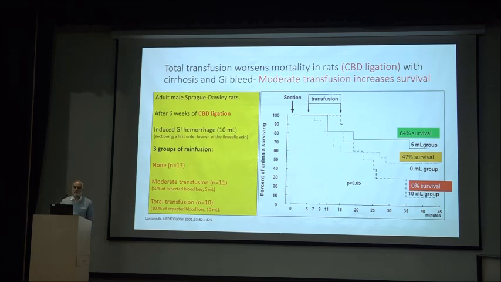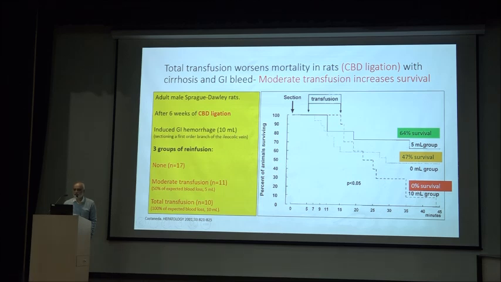Again, the third model was a CBD ligation mouse. In this, after 6 weeks of CBD ligation, 10 ml blood was let down and 3 groups of reinfusion were made. In the first group, there was no transfusion given. In the second group, 50% of the expected blood loss, that is 5 ml, was given, and in the third group, almost 100% of the expected blood loss, that is all the 10 ml, was reinfused. And as can be seen, in rats where 100% reinfusion was given, the 10 ml group, none survived.